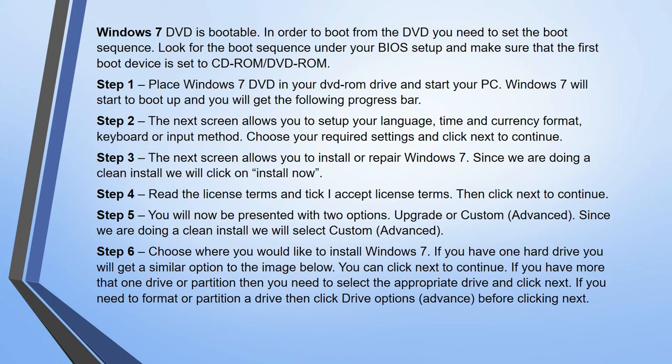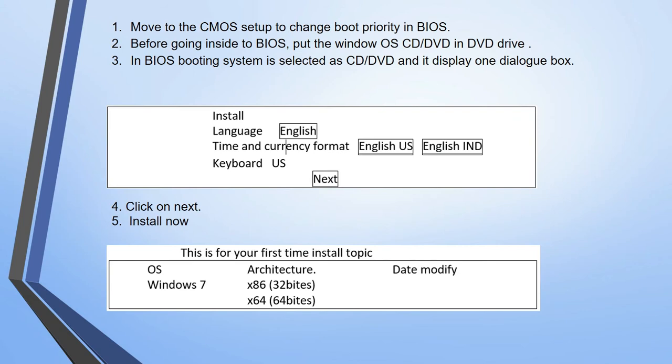Now see this procedure. First you have to go to the CMOS setup. Why are you going to the CMOS setup? The first step asks you to go to the CMOS setup to change the boot priority in your BIOS. That means with which option is your system getting started? It may be the hard disk, floppy disk, CD, or PD, meaning your pen drive. Lots of sequences are there.